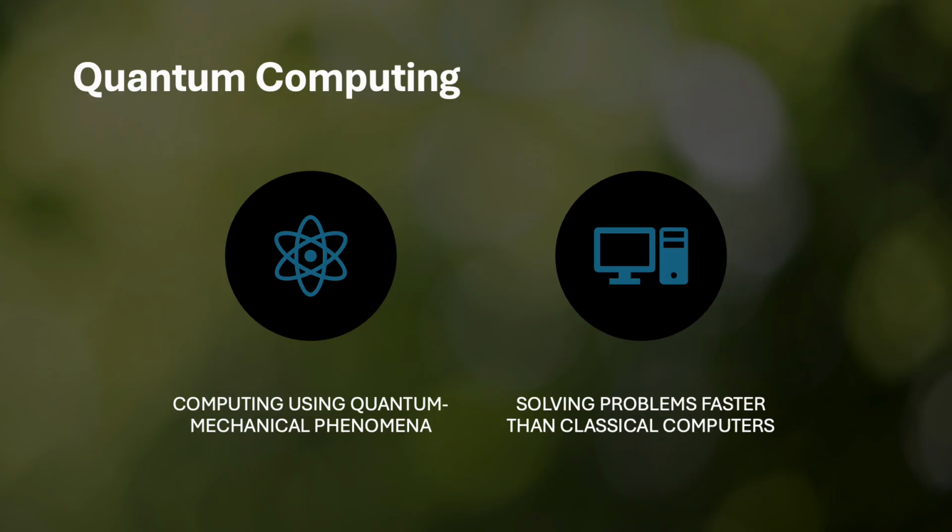Let us look at a practical example of this. Imagine you are trying to find your friend in a massive maze with thousands of paths. A regular computer would have to explore each path one at a time, which could take forever. A quantum computer using superposition could explore all the paths at once and find your friend much faster.